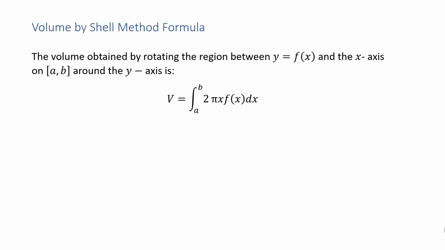And this brings us to the volume by shell method formula. The volume obtained by rotating the region between y equals f of x and the x-axis on the closed interval from a to b around the y-axis is v equals the integral from a to b of 2 pi x f of x dx.